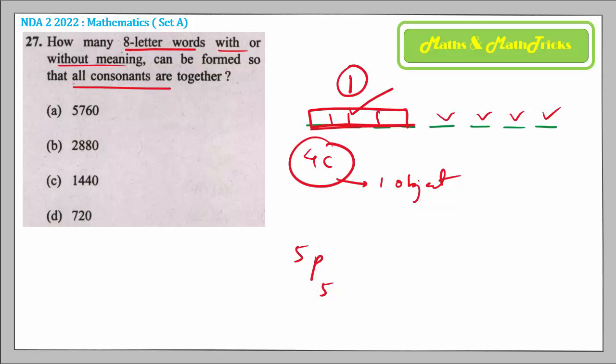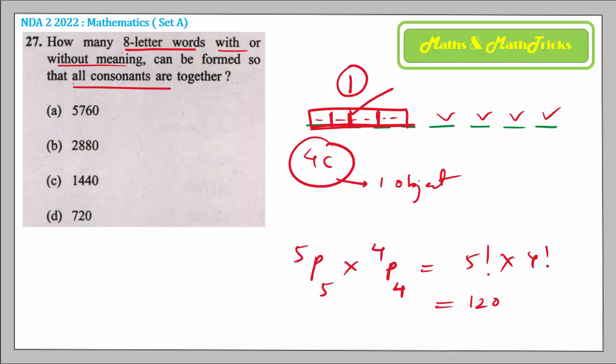But in that arrangement, the consonants that you group together are 4 different consonants, right? They can again be arranged amongst themselves in 4P4 ways, because there are 4 letters, 4 places. So that's why 5P5 into again the arrangement for the 4 consonants amongst themselves. So this is basically 5 factorial into 4 factorial.